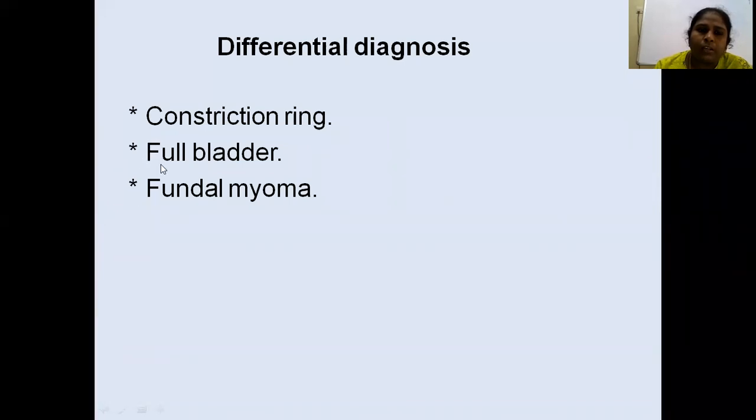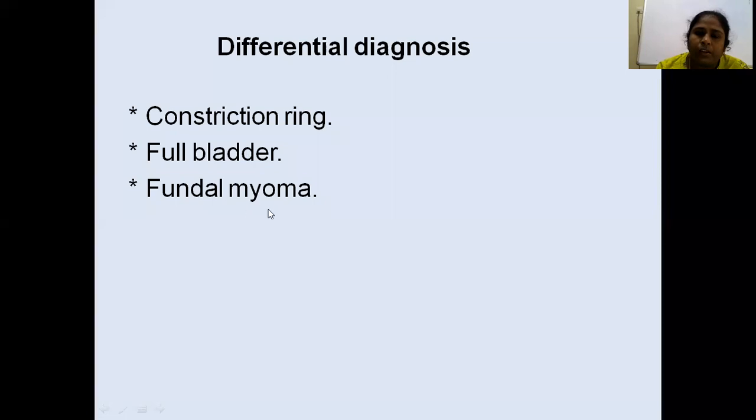Sometimes in a full bladder patient, because of the severe pain, she will not be able to evacuate or empty her bladder, and that full bladder will look as if there is an upper segment and a lower segment, and in between there is a ring. But once we put a urinary catheter, all the urine will come out, the bladder gets empty, and there will be no ring seen. So full bladder is also a differential diagnosis for a Bandl's ring.